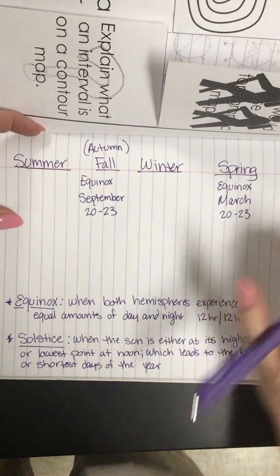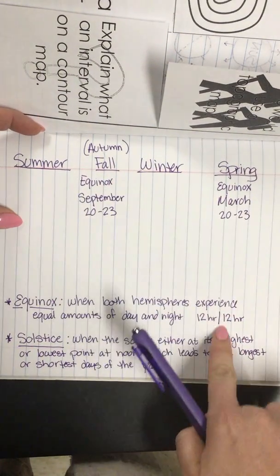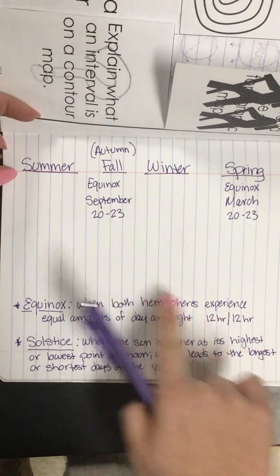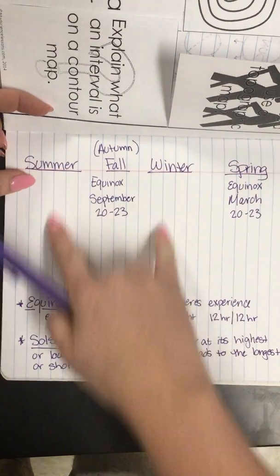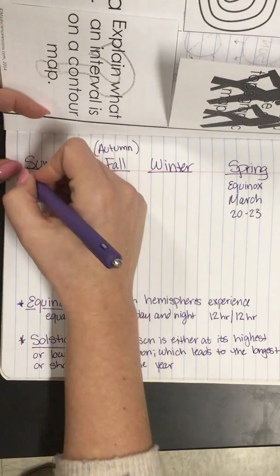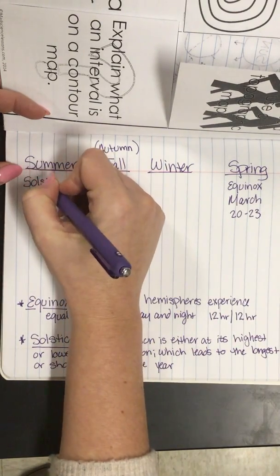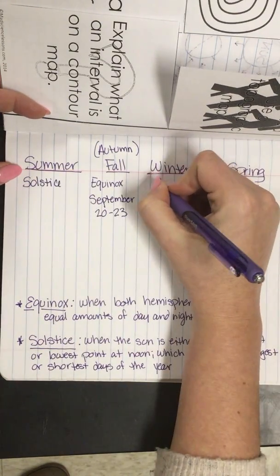Okay, so spring and fall are our equinoxes, 12 hours a day, 12 hours of night, equal. Then over here, summer and winter, these are going to be our solstices. Solstice, solstice.